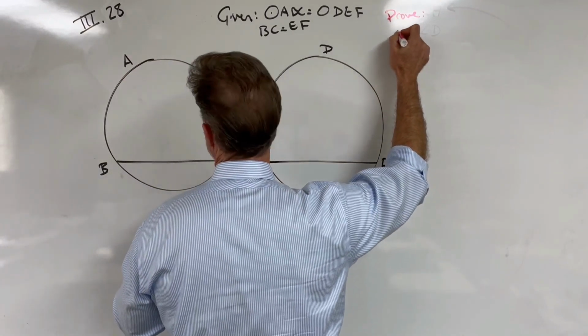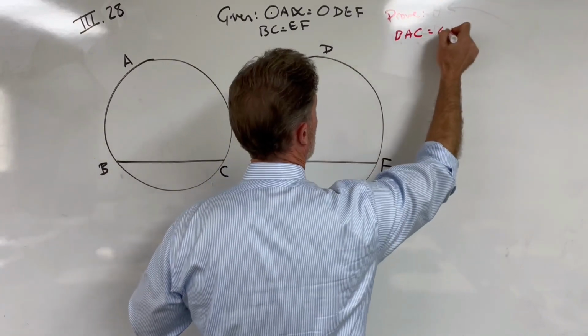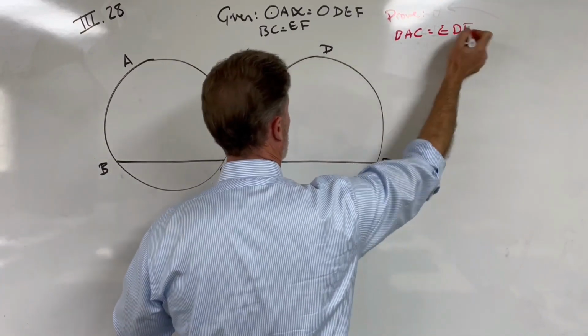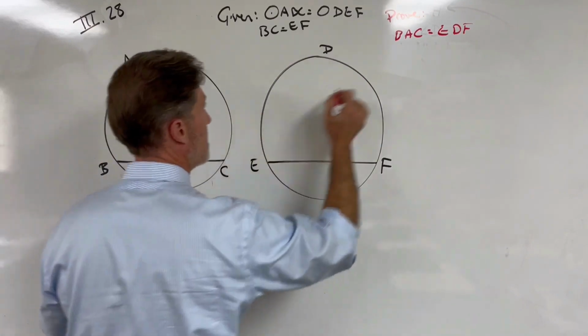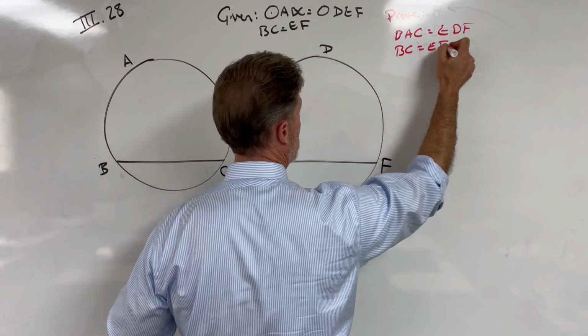So circumference BAC will be equal to circumference EDF, the greater to the greater, and the less will be equal to the less. The lesser circumference BC will be equal to the lesser circumference EF.